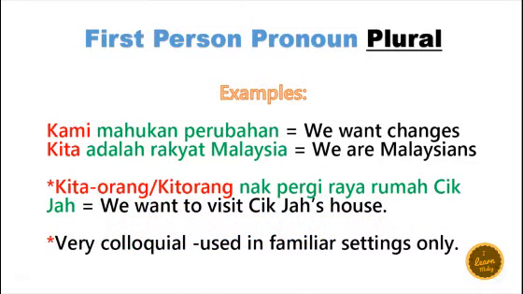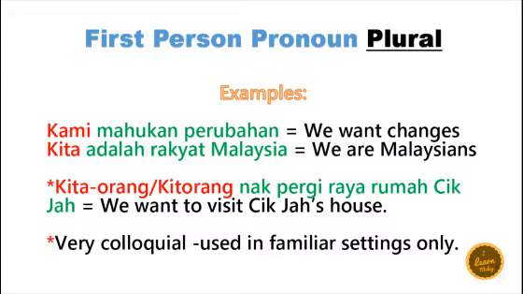Let's look at the examples for first person pronoun, plural, we. The first sentence is, kami mahukan perubahan. We want changes. The second one is, kita adalah rakyat Malaysia. We are Malaysians. Kami and kita are interchangeable. For example, if I want to say kita mahukan perubahan, kami adalah rakyat Malaysia, both mean the same.